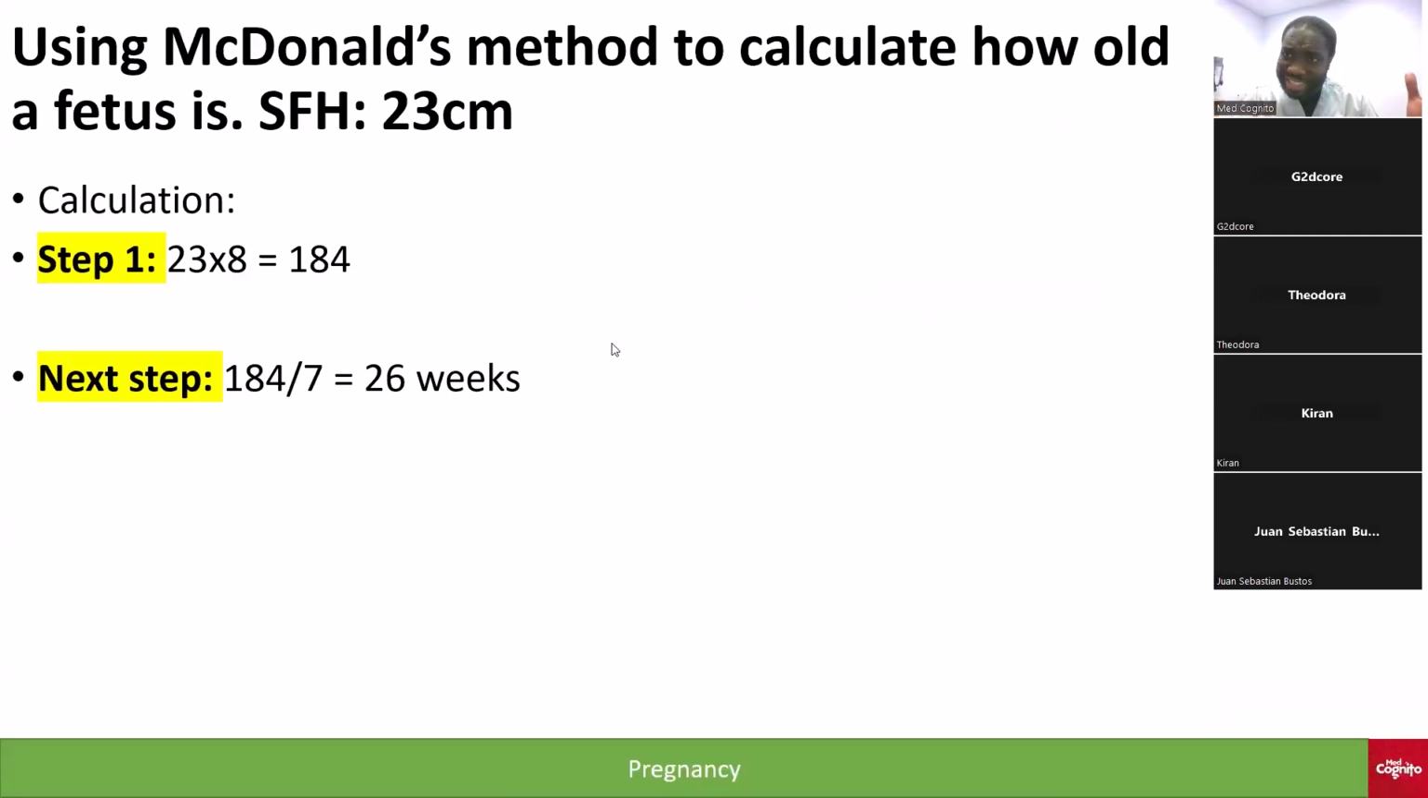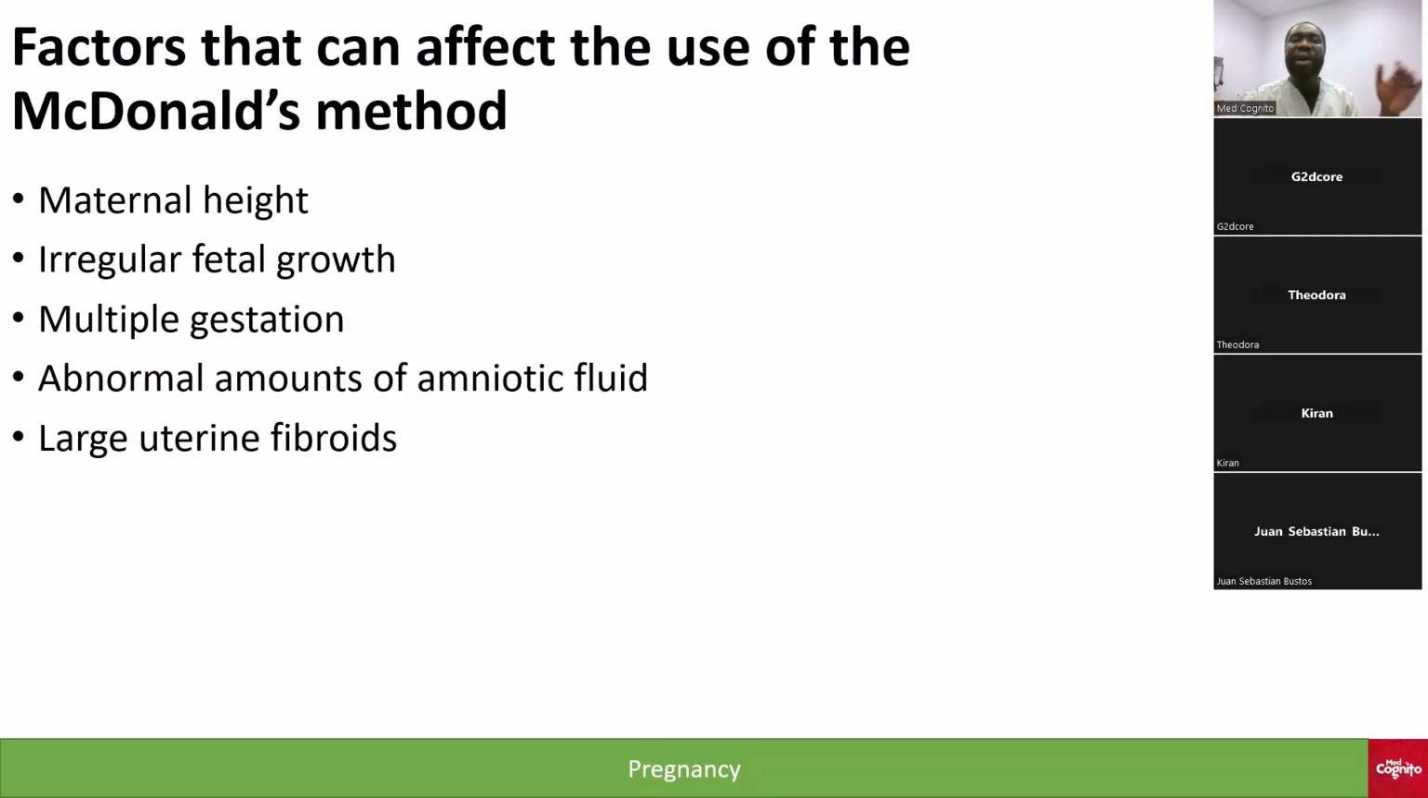So I gave you an example that if you measure the height and it's 23 centimeters, what is going to be the gestational age of the fetus? So you multiply 23 by 8, and you get 184. And then you divide the 184 by 7. So it will give you 26 weeks. That's it.